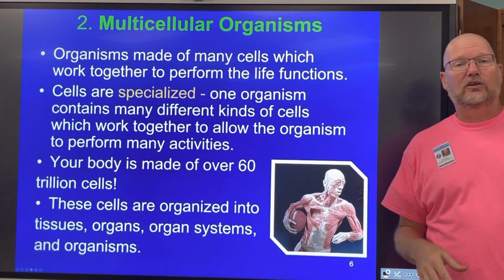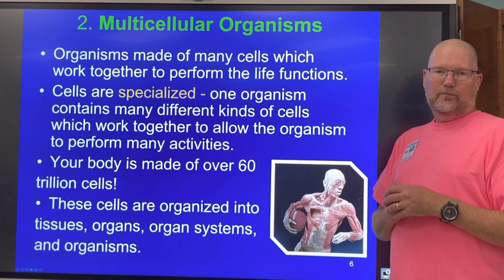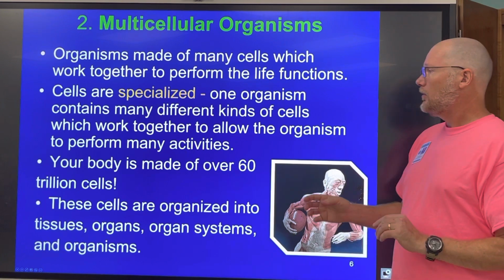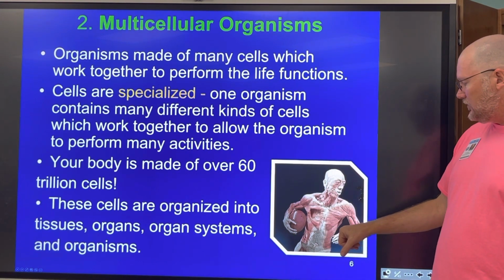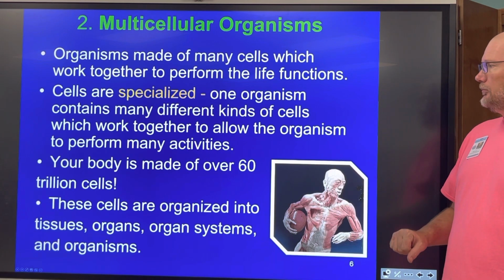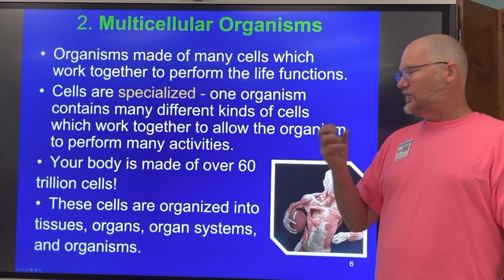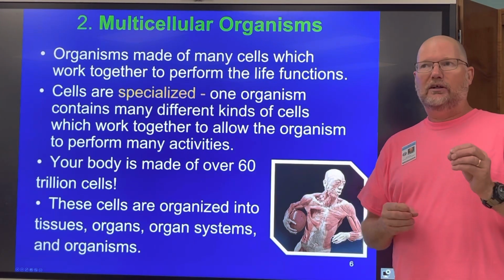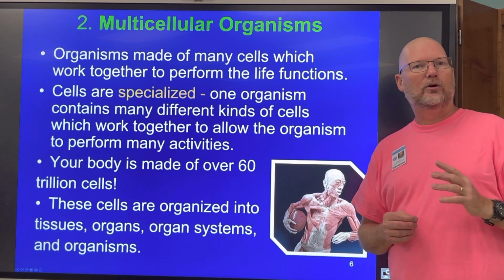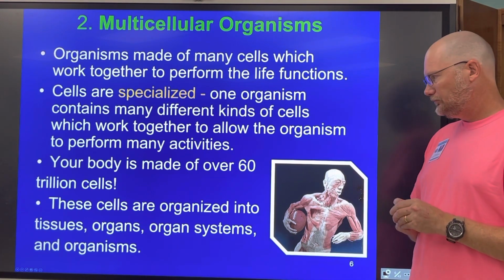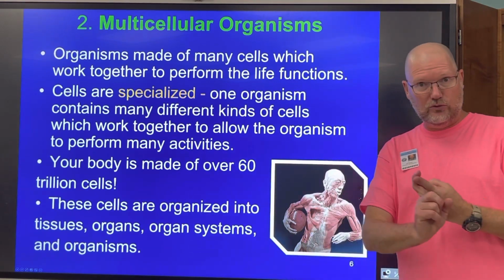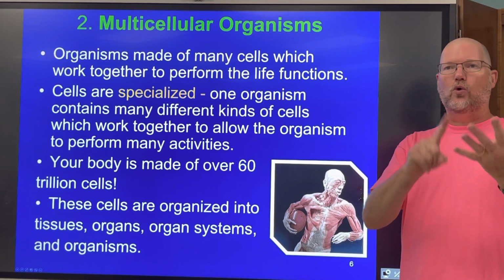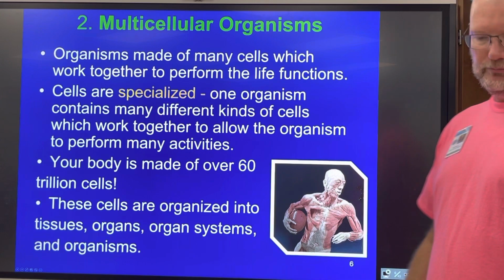So again, multicellular are many cells. We got that. And again, like I said before, they're specialized. All the cells have their own special function. You can see muscle cells here and ligaments and bone cells, and they all work together to make the organism survive. 60 trillion cells in your body. 60 trillion. It's almost impossible to think of a number that big, okay? And these cells are organized into things called tissues, organs, organ systems, and then the organism. And I'll show you what that means in a second.